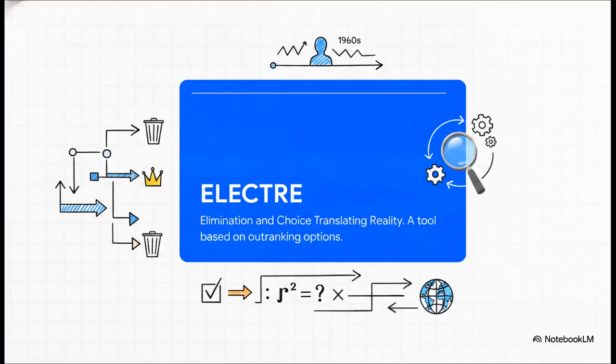You might be wondering, why do advanced business analysts, data scientists, and engineers even need a heavier mathematical tool in the first place? Well, because the real world doesn't operate on perfectly smooth, comparable scales. And that brings us to ELECTRE. Now, this is a French acronym standing for Elimination et choix traduisant la réalité, which basically translates to elimination and choice translating reality. Originally presented by Bernard Roy back in the 1960s, this multi-criteria decision tool was built entirely around the concept of outranking options rather than just scoring them on some flat, arbitrary scale. It literally aims to translate the complex reality of human preference into rigorous math.